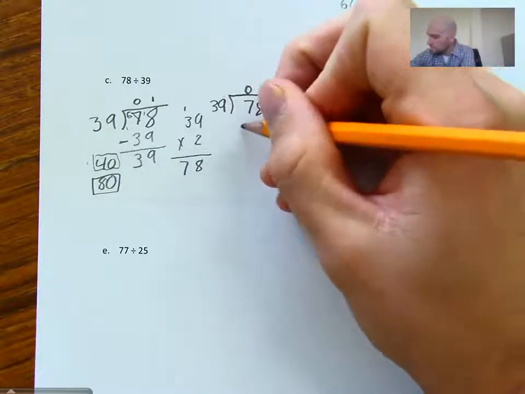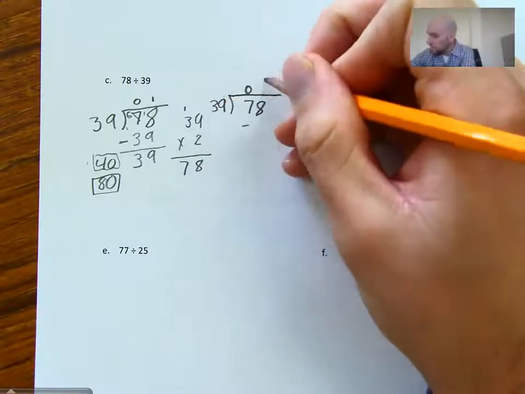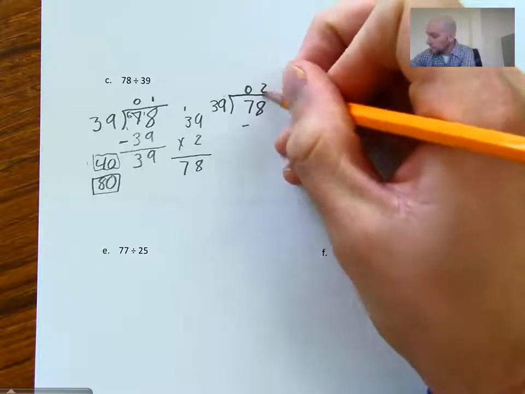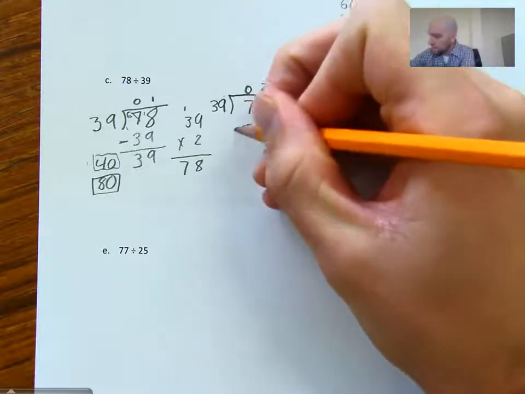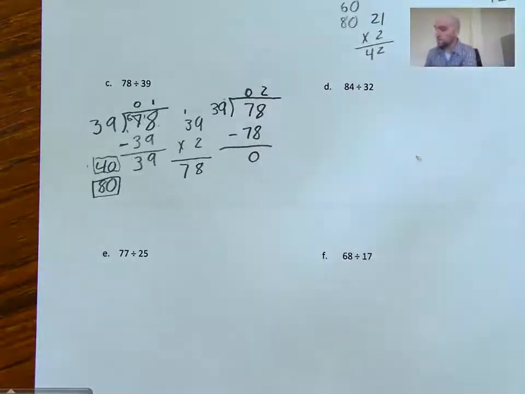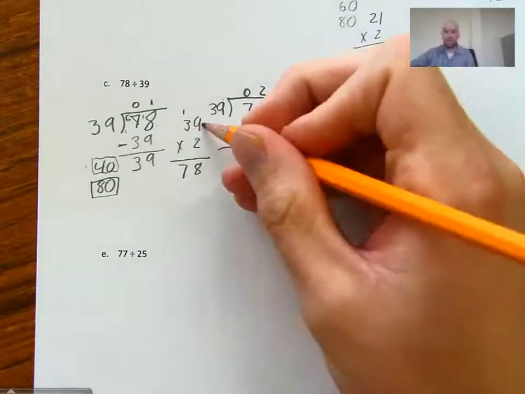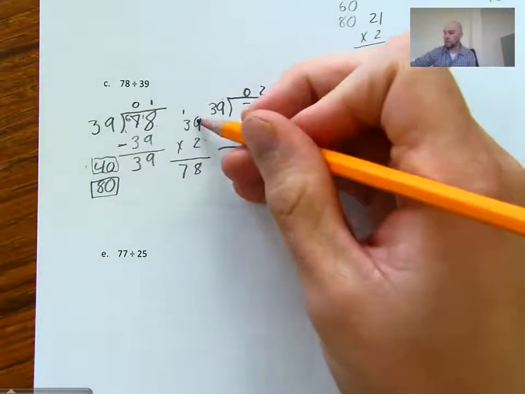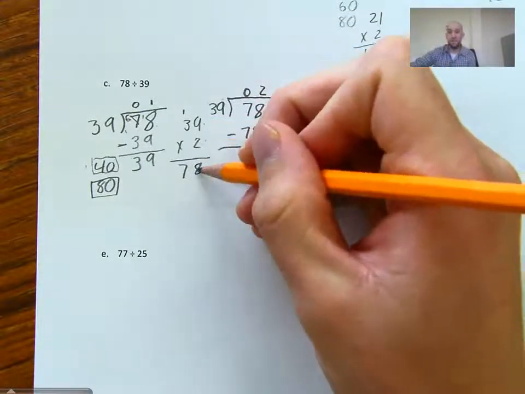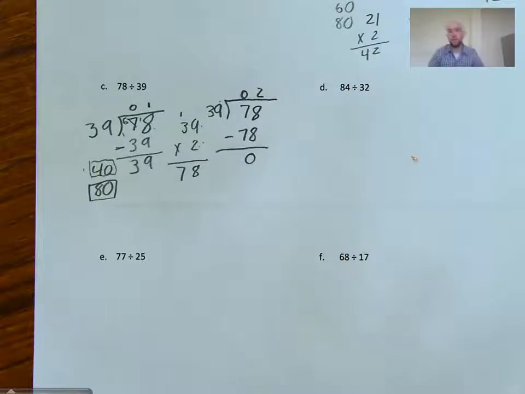39 goes into 78 2 times. We subtract 78, and we get no remainder. And again, if we do 39 times 2, we already checked our work. 39 times 2 is 78. So we know that 39 goes into 78 2 times.